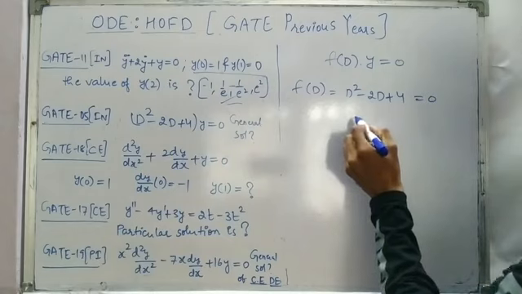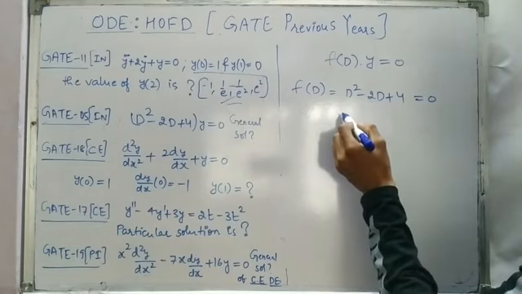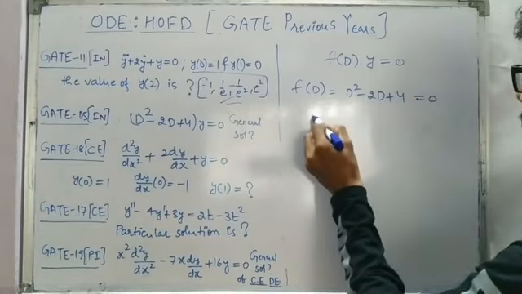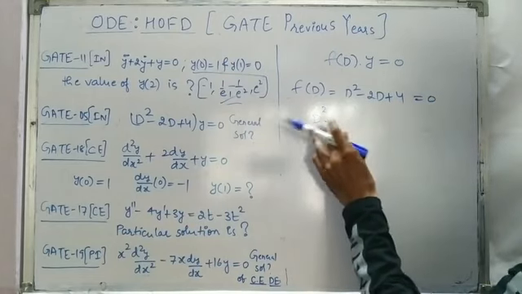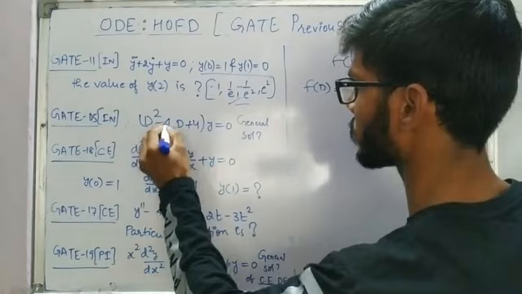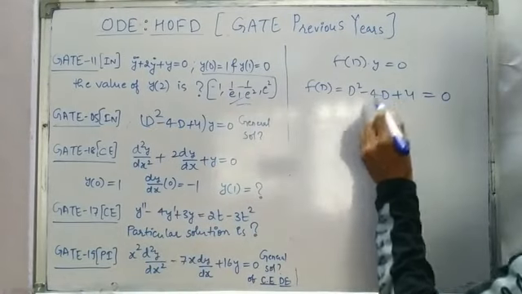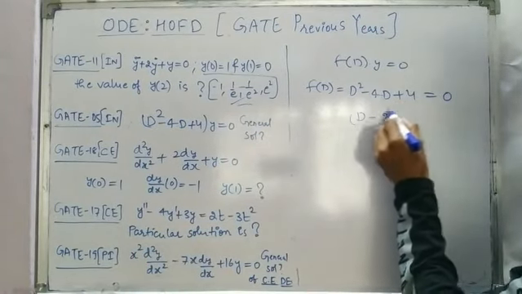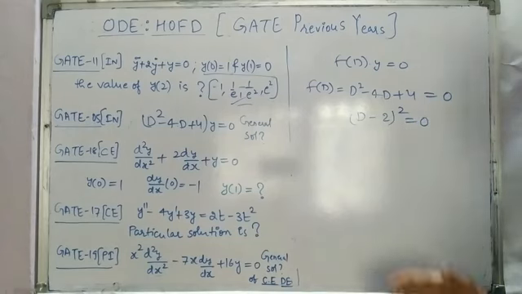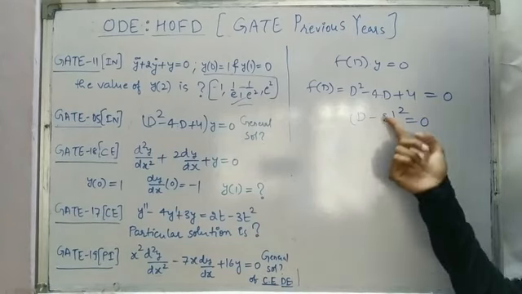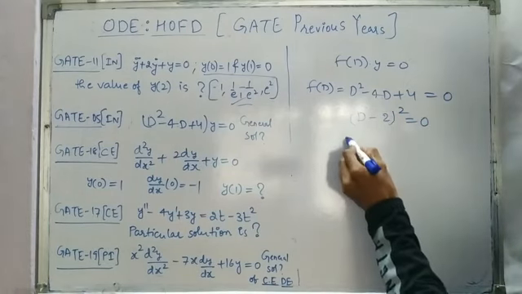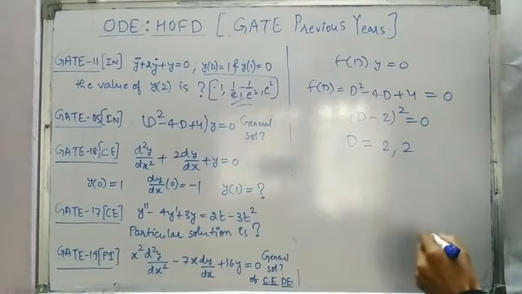If we try to calculate the roots, this is D square and minus 4D plus 4. So this is nothing but (D minus 2) whole square is equal to 0, because (a minus b) whole square is a square plus b square, which is 4, minus 2ab, which is minus 4D. So we have again the real roots in repeated nature.